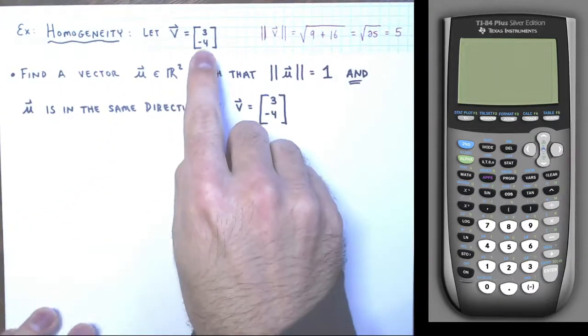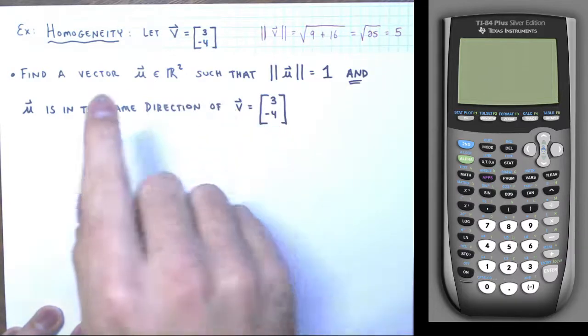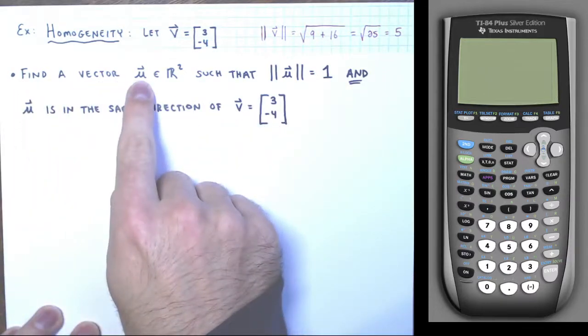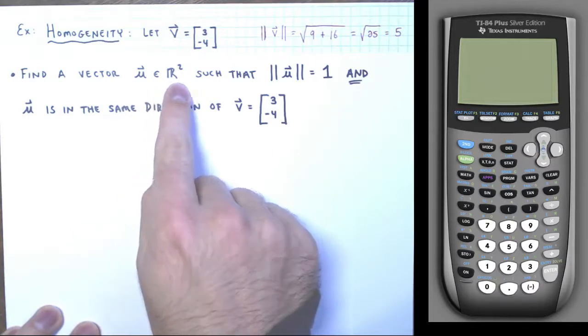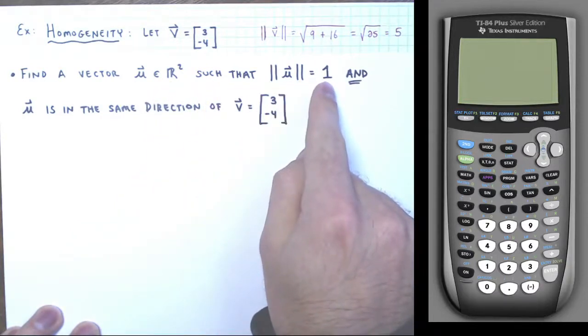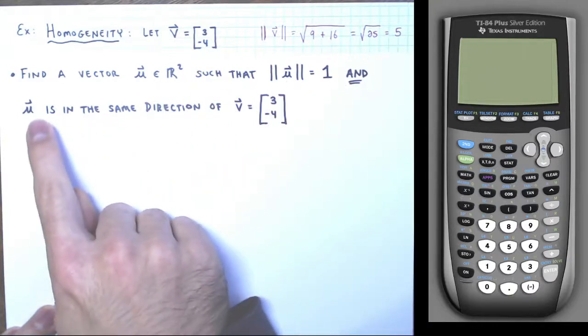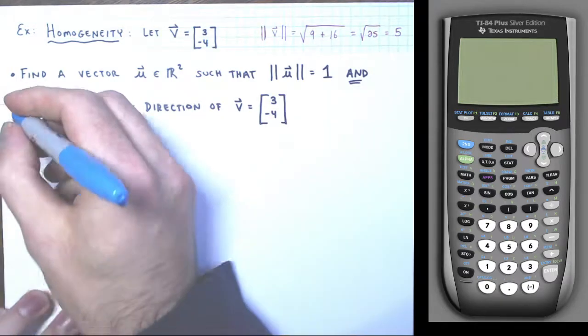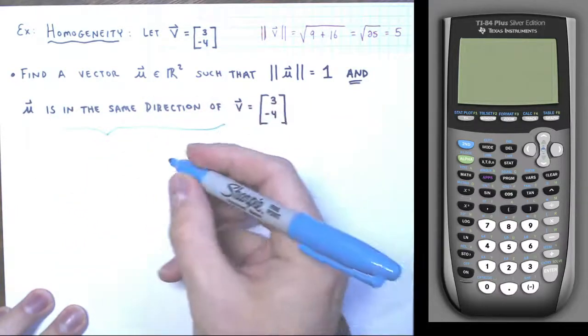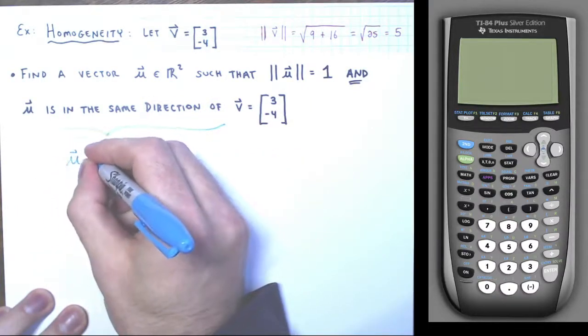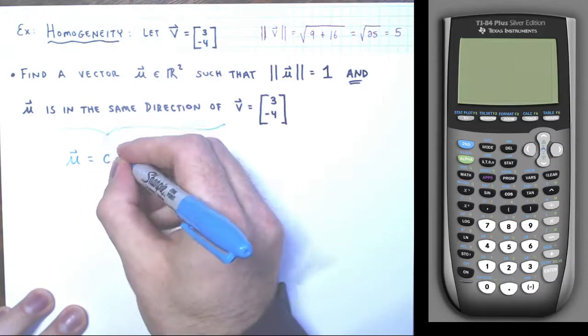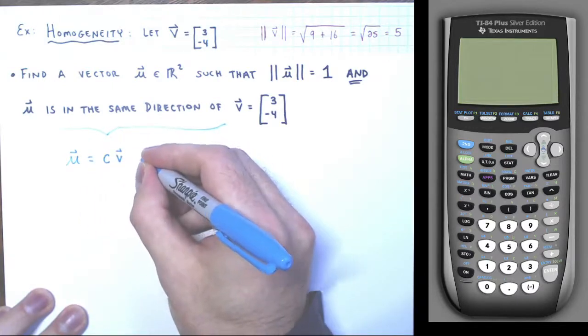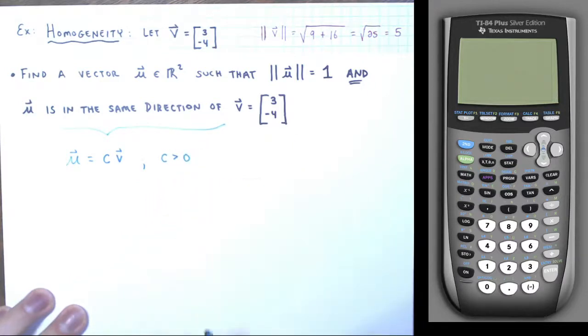So same vector v, right? v equals (3, -4). I'm asking you to find a vector, let's call it u, belonging to R2, such that the norm of u is 1 and u is in the same direction as v. So that means the following: if u is in the same direction as v, then u must be equal to some scalar c times v, where the scalar is a positive number. That's what it means for a vector to point in the same direction.